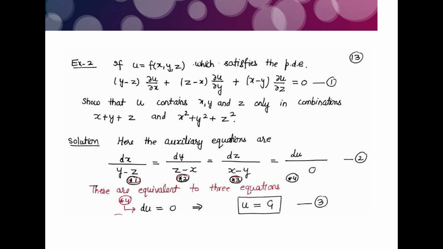Now we have to use the remaining terms. See, the first three terms I have marked as star 1, star 2 and star 3. If you add all these three terms, then the denominator will be 0. So we have the next combination.